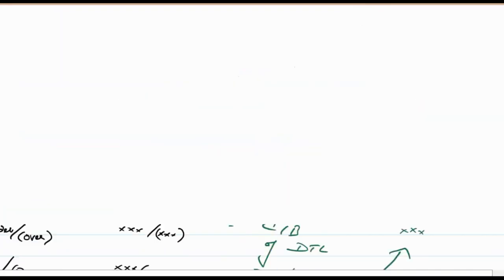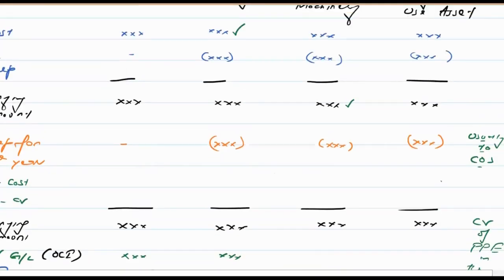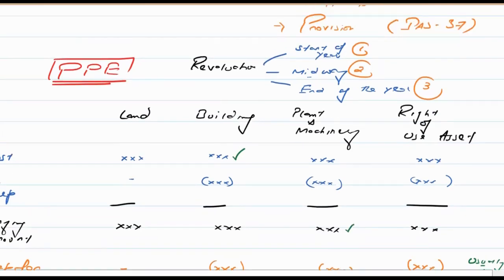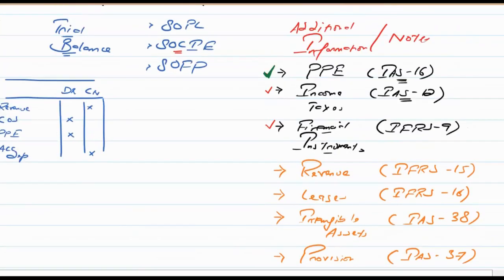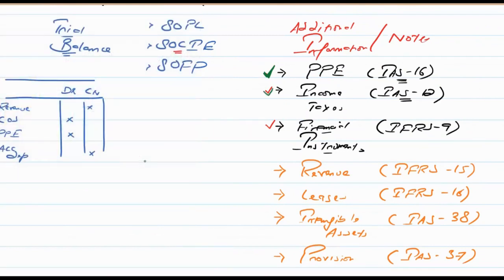So we have discussed two final accounts adjustments so far, and these are pretty simple if you just remember the formats. So this first one was property, plant, equipment. We are done with it. And then we are done with the income taxes, IAS 12.